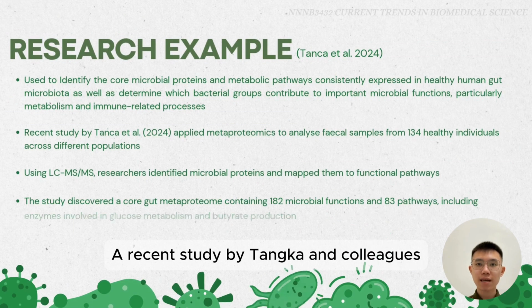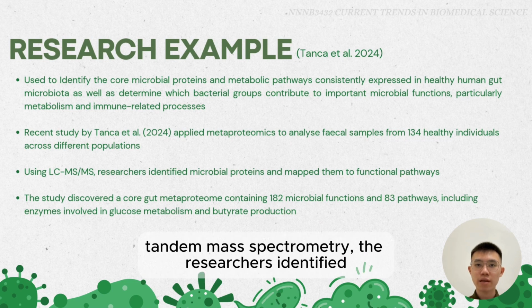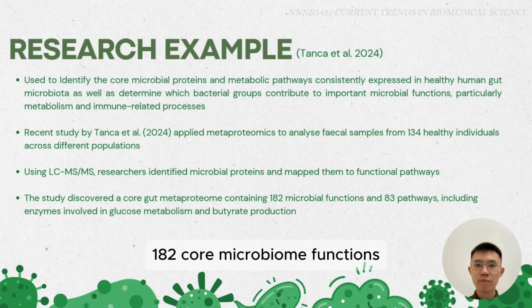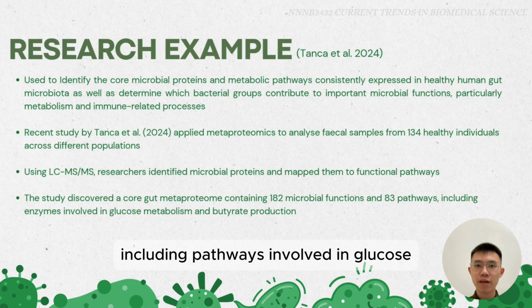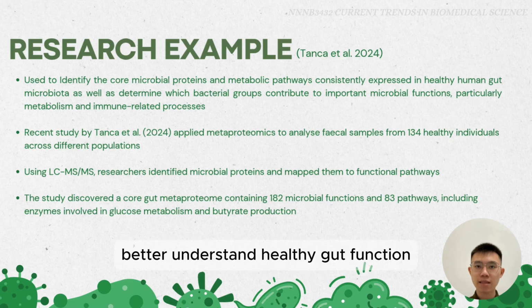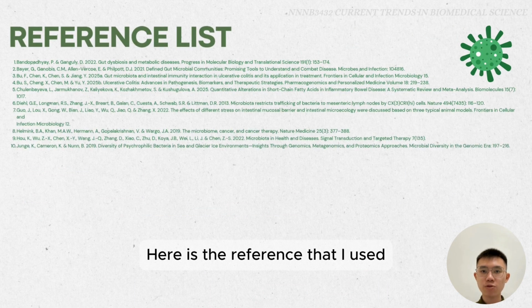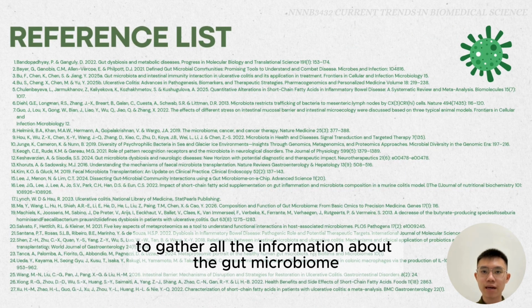analyzed using mass spectrometry, and then matched to the protein databases for identification. A recent study by TENG CHUN and colleagues analyzed fecal samples from 134 healthy individuals by using liquid chromatography tandem mass spectrometry. The researchers identified 182 core microbial functions and 83 metabolic pathways, including pathways involved in glucose metabolism and butyrate production. This study demonstrates how metaproteomics helps us better understand healthy gut function and also identify potential biomarkers for the disease.